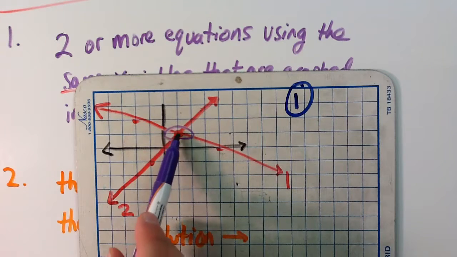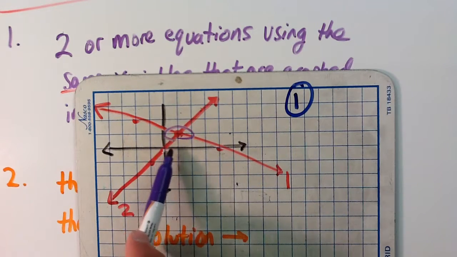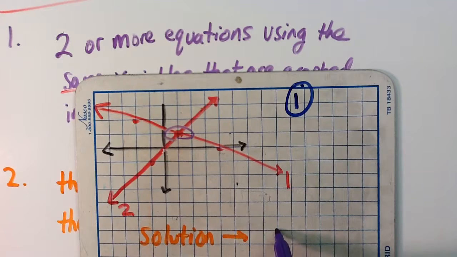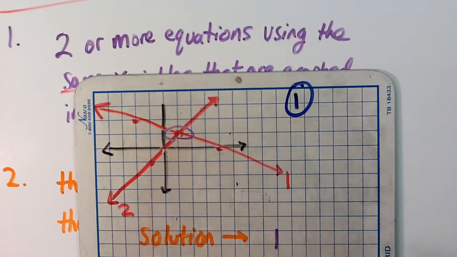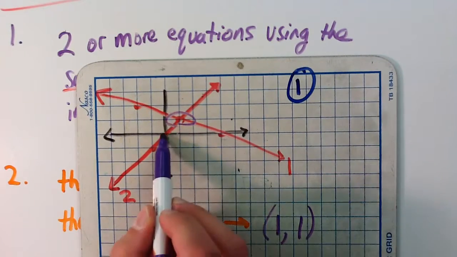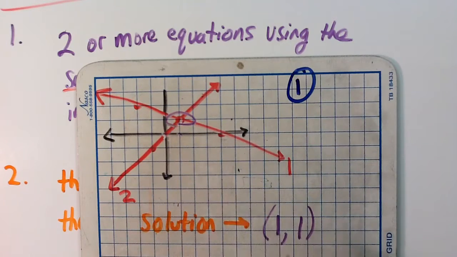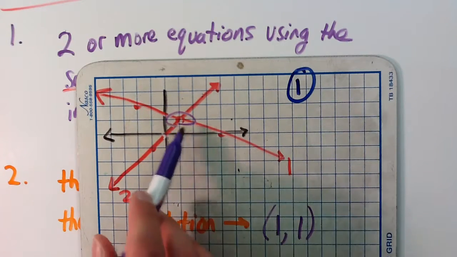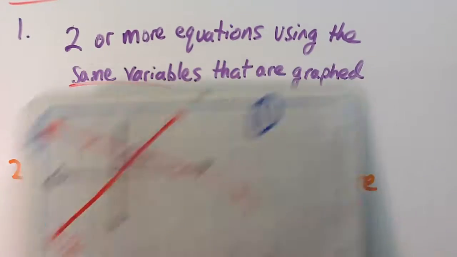To get to this xy ordered pair, you start here where the x and y axis intersect, which is called the origin. To get to this point, I would need to go right 1, which means the x value would be 1, and up 1. And so the xy ordered pair is 1, 1. That is the point where these two lines intersect, and so the point 1, 1 would be the solution to the system of equations of those two lines.